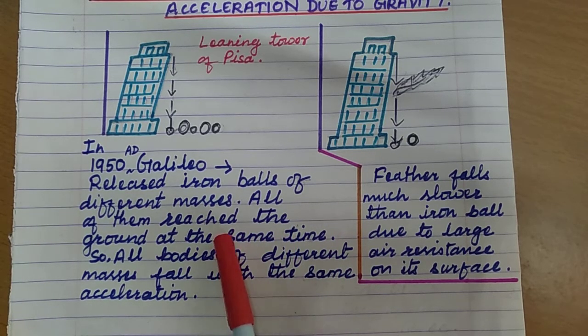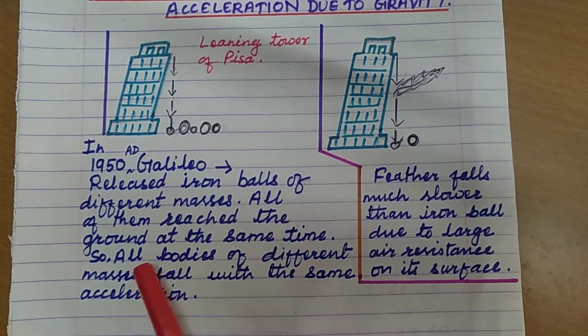And what he found was all of them reached the ground at the same time. A small iron ball, a big iron ball, all of them fell at the same time. So all bodies of different masses fall with the same acceleration when air resistance is neglected.